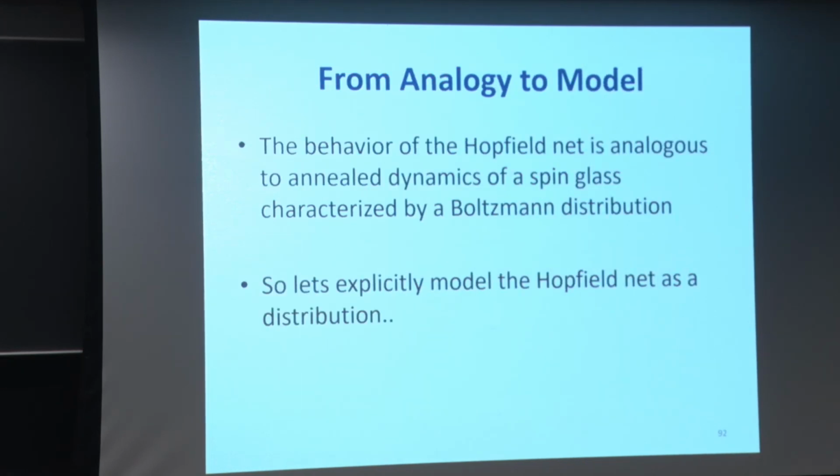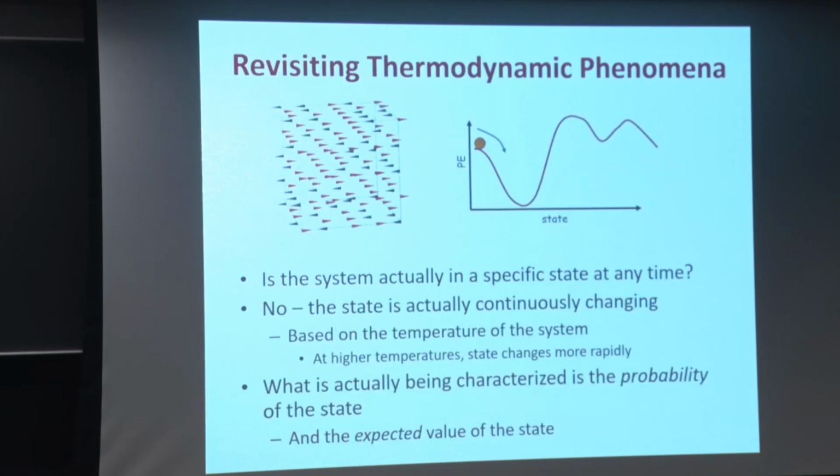And so overall, the behavior of the Hopfield net, even the training process, is analogous to annealed dynamics of a spin glass characterized by a Boltzmann distribution. Let's just spend 5 minutes on this before I close. Let's explicitly model the Hopfield network as a distribution.